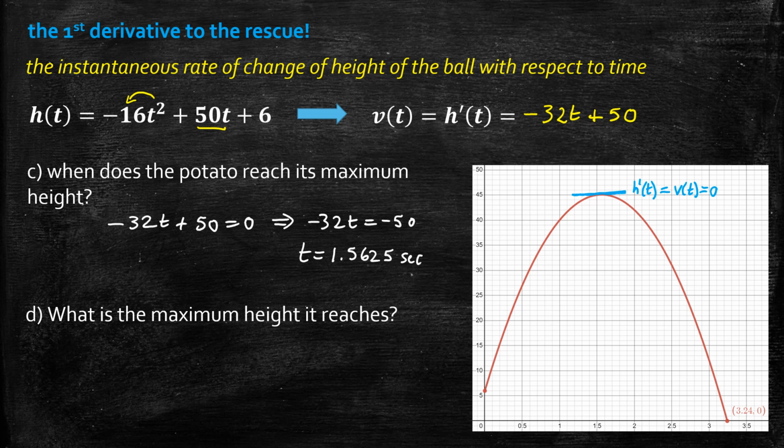This is not calculus. We would obviously just take our original function, h, our height function, and plug in 1.5625. And if you did that, you would come out with 45.0625 feet. So thanks to calculus, now we understand that the potato will reach its maximum height at 1.5625 seconds, and that its maximum height is 45.0625 feet.